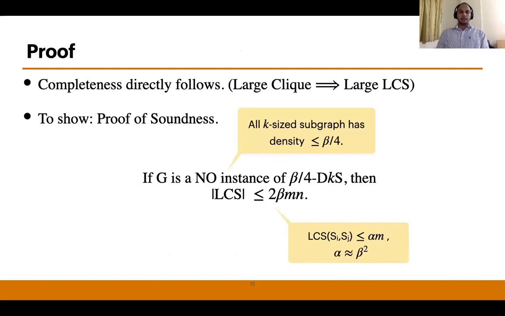Completeness directly follows from the previous slides, where we know that a large clique implies a large LCS. To prove soundness, we show that if G is a no instance of beta by 4 densest K subgraph, then LCS has length less than 2 beta m. A no instance of beta by 4 densest K subgraph means that every K size subgraph has density smaller than beta by 4. Also note that we choose strings S1 to Sn such that any two different strings have LCS less than alpha times m, where alpha is approximately beta square.